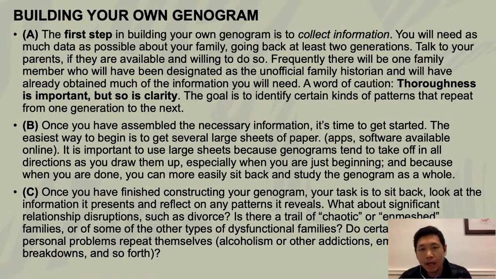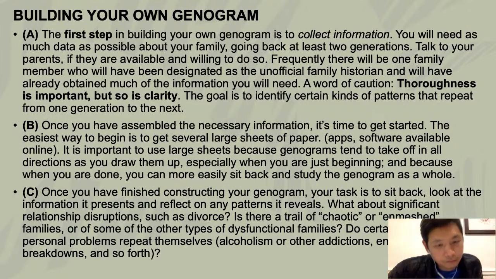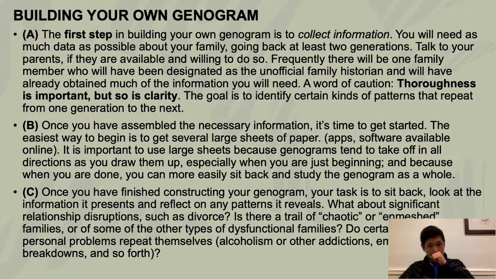All right. Back to Esther. Once you have finished constructing your genogram, your task is to sit back, look at the information it presents, and reflect on any pattern it reveals. What about significant relationship disruptions, such as divorce? Is there a trail of chaotic or unmeshed families, or of some of the other types of dysfunctional families? Do certain types of personal problems repeat themselves, alcoholism or other addictions, emotional breakdowns, and so forth?